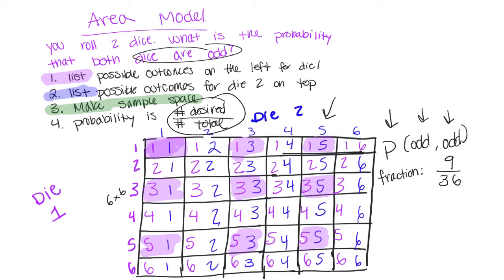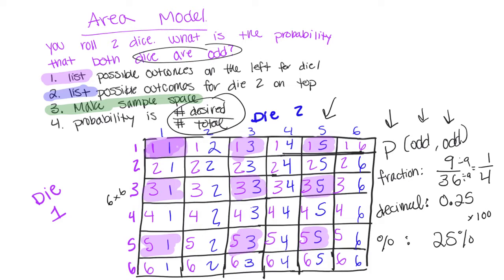I need to simplify my fraction. I can divide these both by 9, which gives me 1/4. As a decimal, I'm just going to take 1 divided by 4, which is 0.25. And as a percent, I'm going to take that times 100 and get 25%. So these are all ways to show a probability.